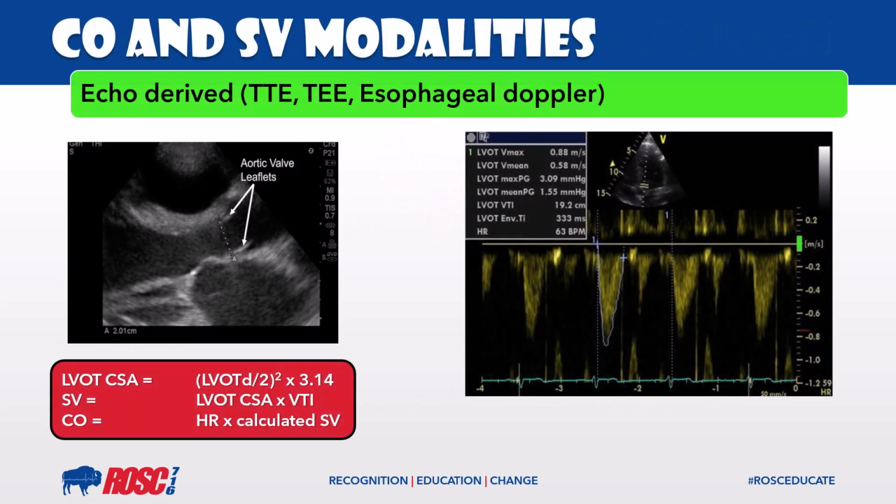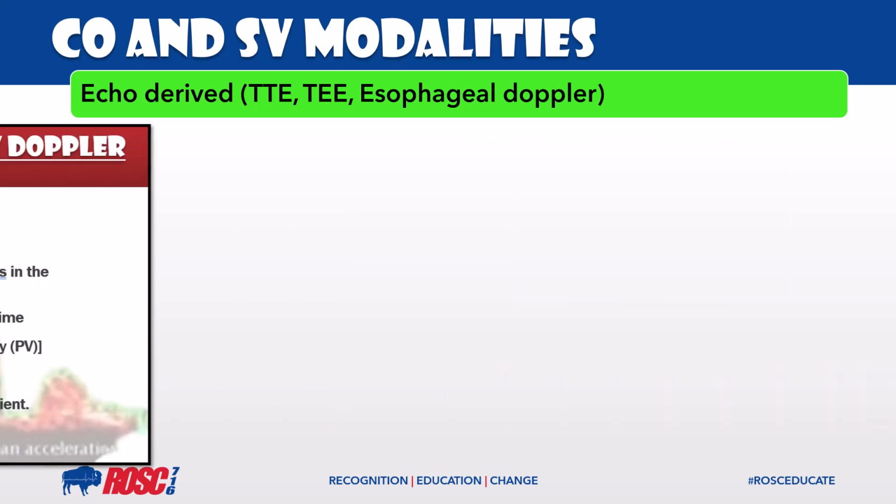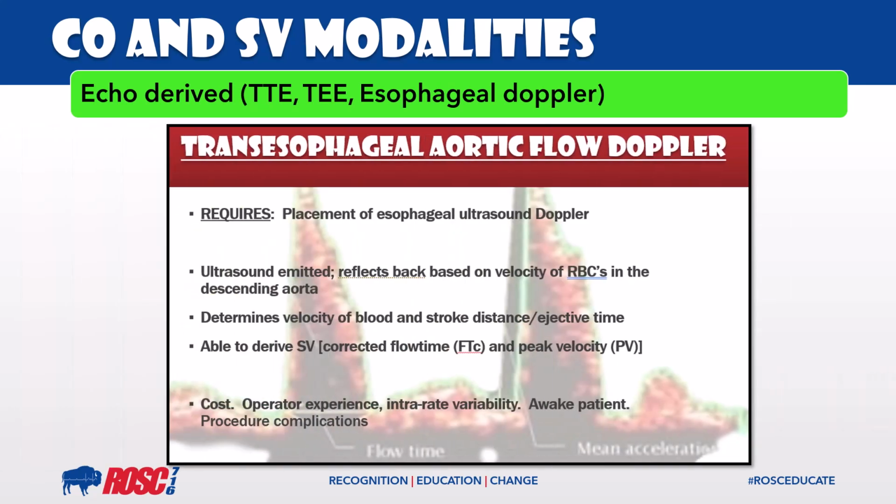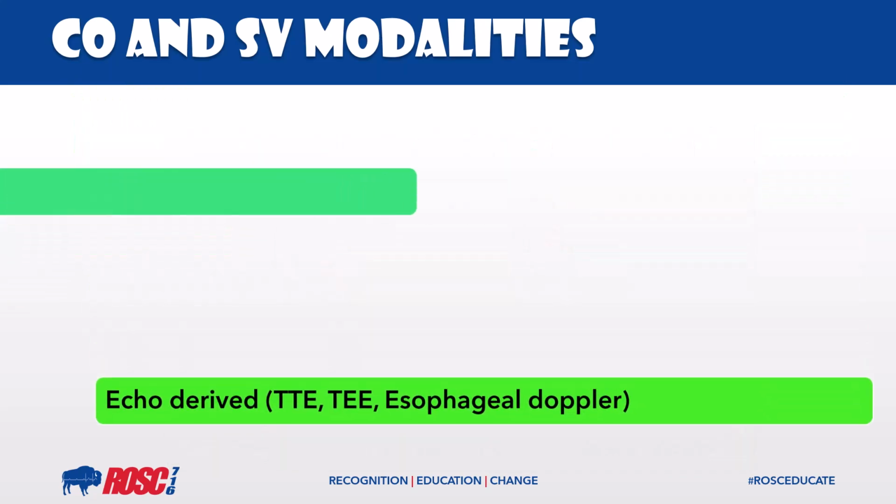The next modality is echo-derived. We can get echo-derived modality values from a transthoracic echocardiogram, a transesophageal echocardiogram, and also an esophageal Doppler probe. In this example, we're using transthoracic echo. We're measuring the left ventricular outflow tract diameter, as well as obtaining the velocity time integral of the aortic valve. Another more advanced technique would be utilizing a transesophageal Doppler probe in which aortic flow Doppler technology is utilized.